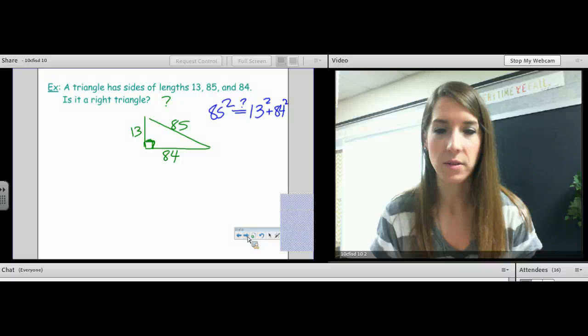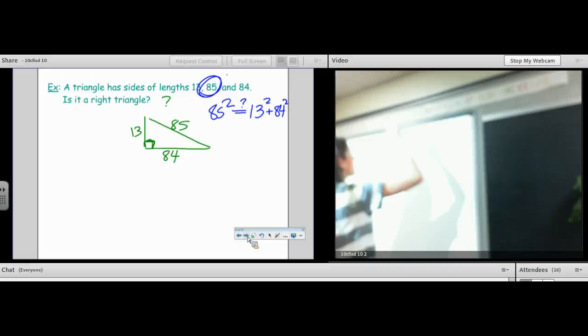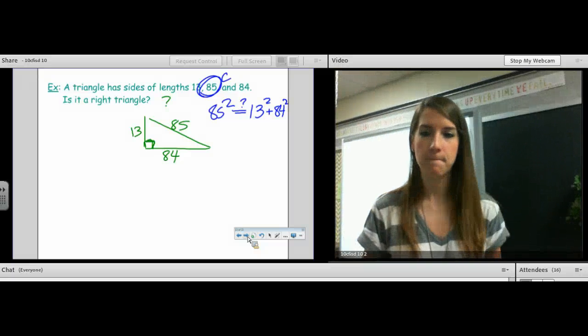No, there is no hypotenuse. The longest one, the largest number. Yep, the biggest one. This was our C. It's the biggest number.